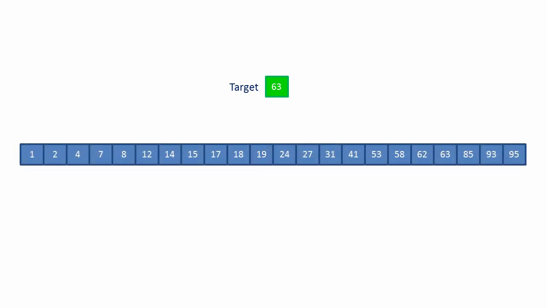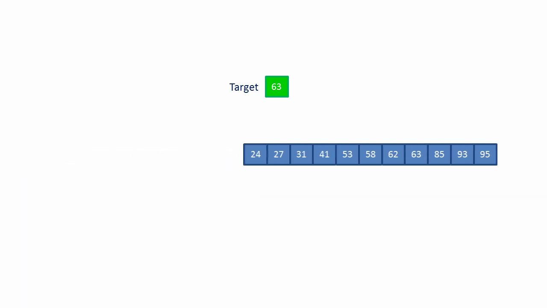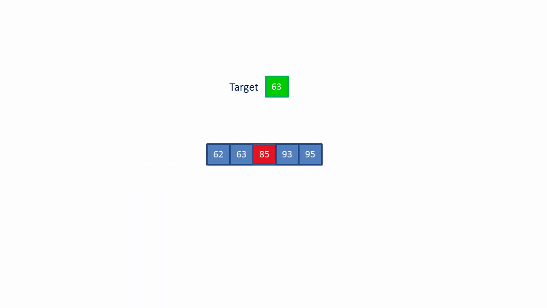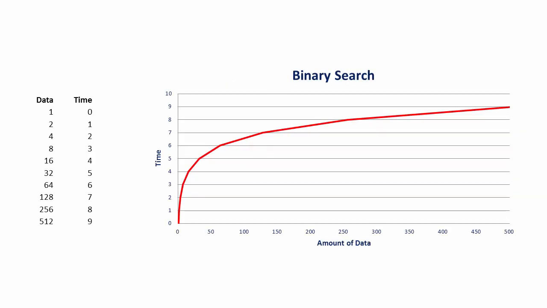Let's do it again, but this time with twice as much data. We check the middle value. We discard half of the list. We do it again and discard half of the list. And again, discarding half of the list. And eventually we get there with 4 chops. Let's take a look at this graphically.